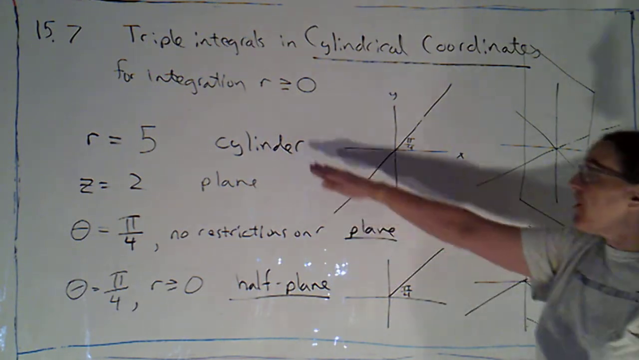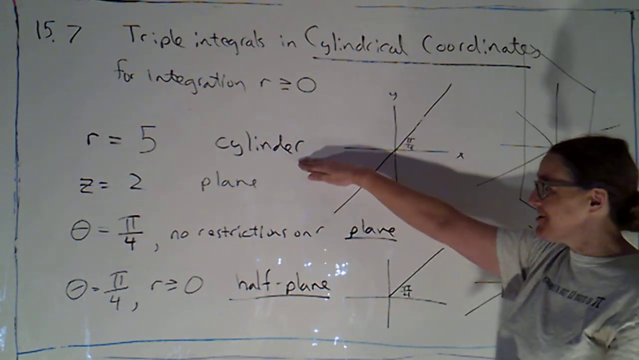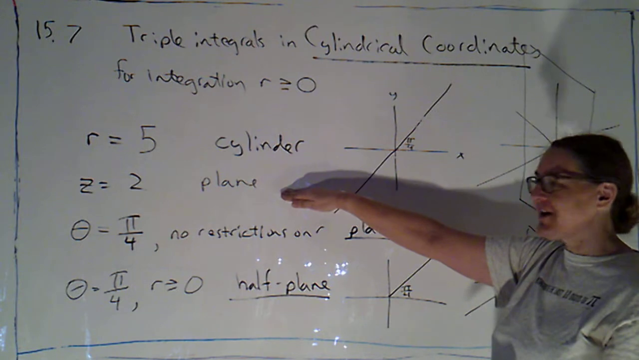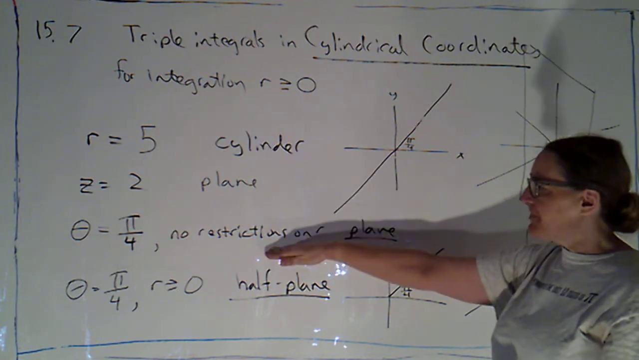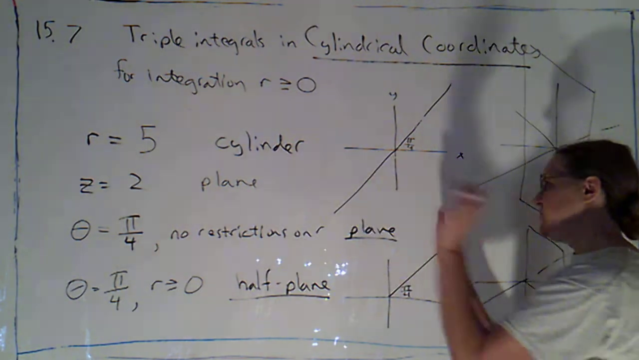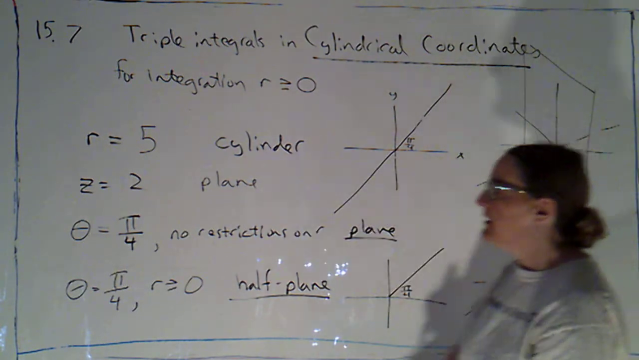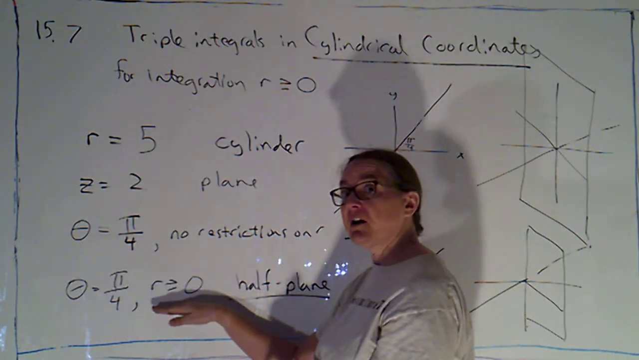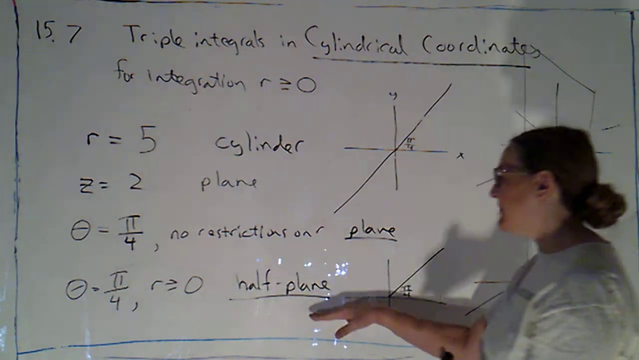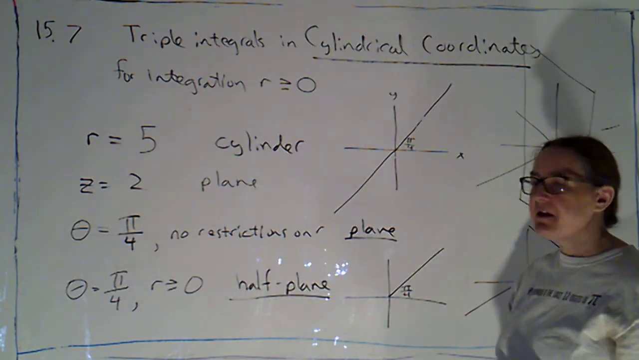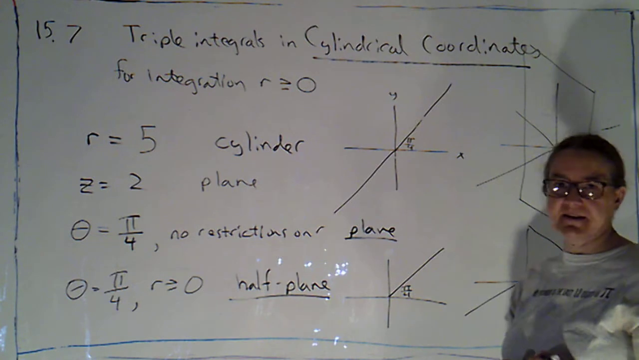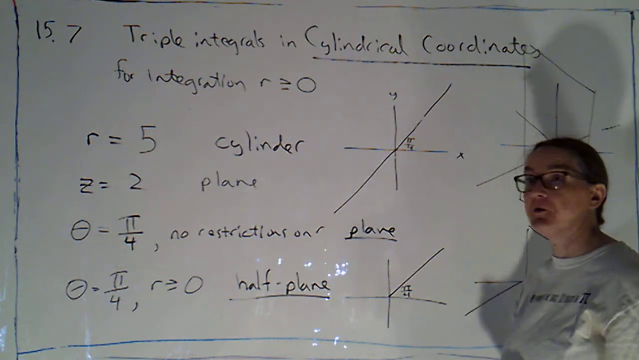So, if r is constant, I've got a cylinder. If z is constant, I've got a plane. If theta is constant, and I'm just in cylindrical coordinates, no restrictions on r, I get a plane. If theta is constant but r is non-negative, I'm going to be getting a half plane. Those are the constant surfaces that I can get in cylindrical coordinates.